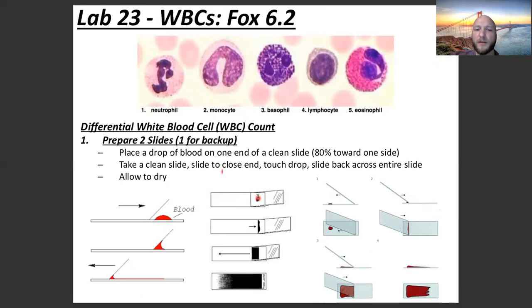So drop of blood near one side, 80% towards one side. Slide at an angle, drag it across, like right here. You can see right here the angle. Drag it across the slide until you touch the blood. Once you touch the blood, the blood spreads out across the slide. You then smear it back long ways across the slide, and you allow it to dry.